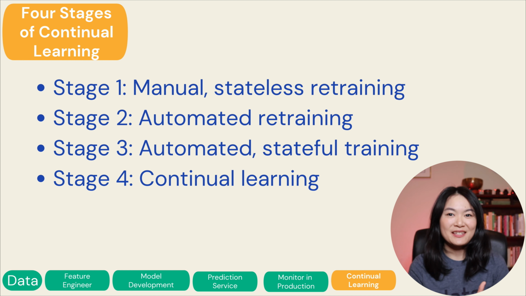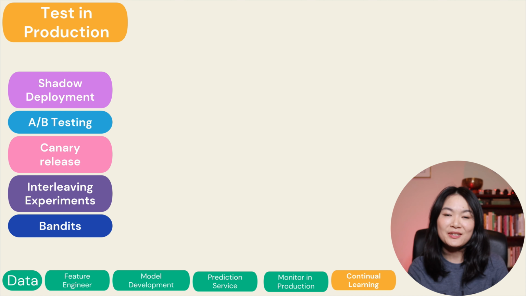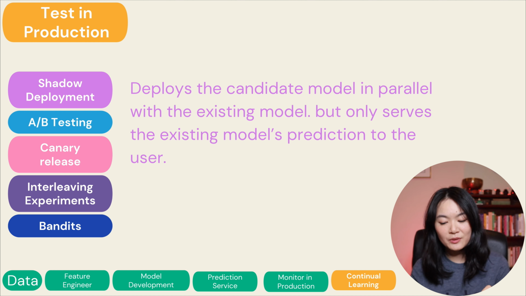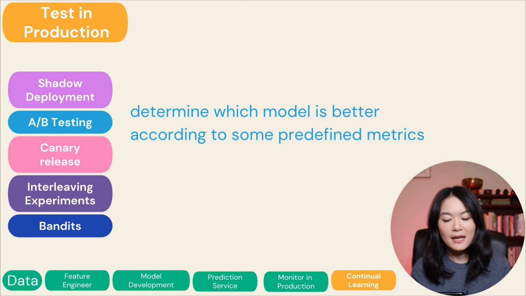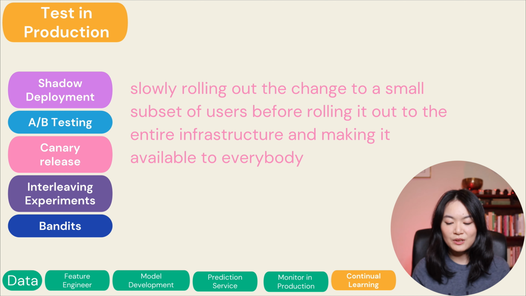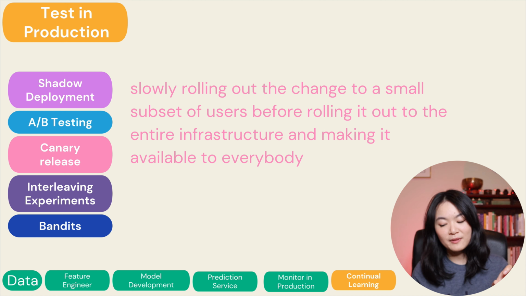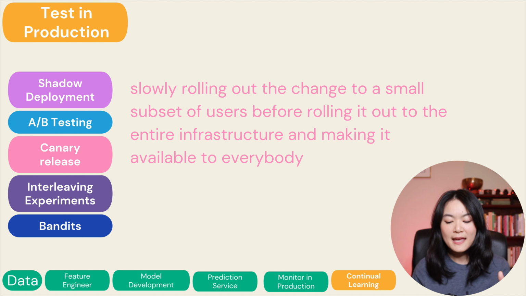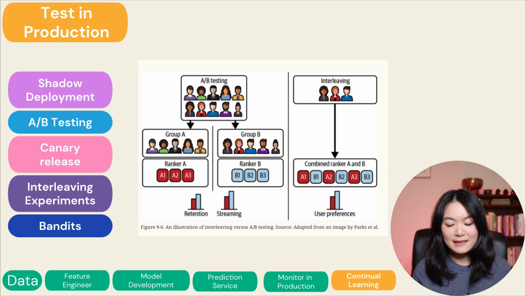There are several techniques to help you test and evaluate your model in production. Shadow deployment deploys the candidate model in parallel with the existing model, but only serves the existing model's prediction to the user. A/B testing is often used to determine which model is better according to some predefined metrics. Canary release is a technique to reduce the risk of introducing a new software version in production by slowly rolling out the change to a small subset of users before rolling it out to the entire infrastructure and making it available to everyone.